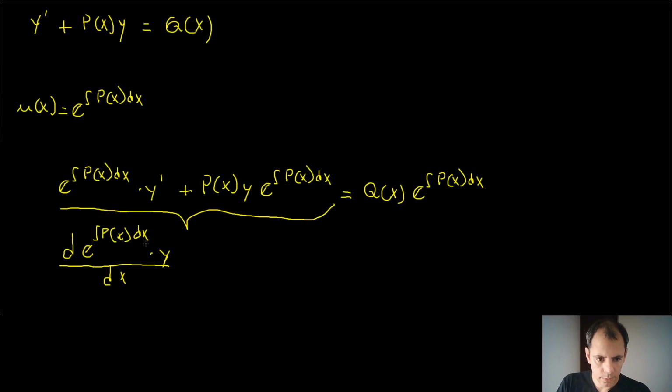Plus, the second one was differentiated. Now the first one has to be differentiated. So the second one is going to be copied. And now we're going to differentiate the second one. So you have e to the integral of px dx.